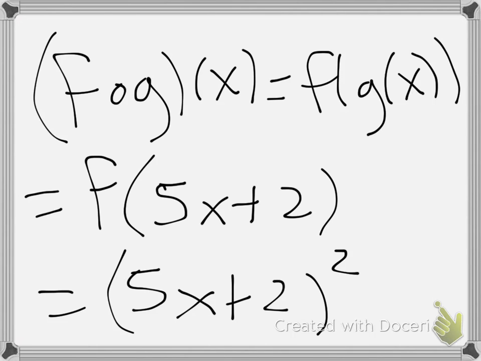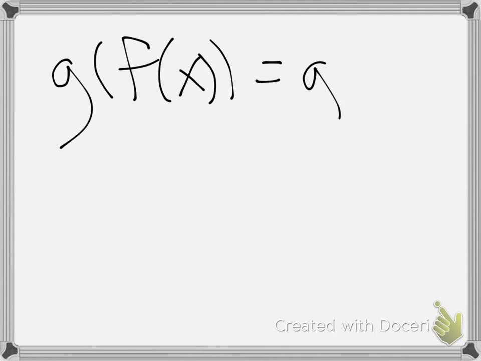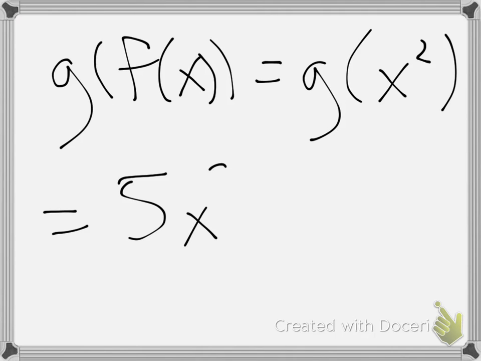So I could FOIL that out, and I would get a polynomial with 3 terms, right? I'm just going to leave it like that, but that's my f of g of x, okay? So now we're going to do g of f of x. And remember that f is x squared. And g says, whatever you give me, I'm going to multiply it by 5. So let's take that x squared times 5. And then let's add 2.